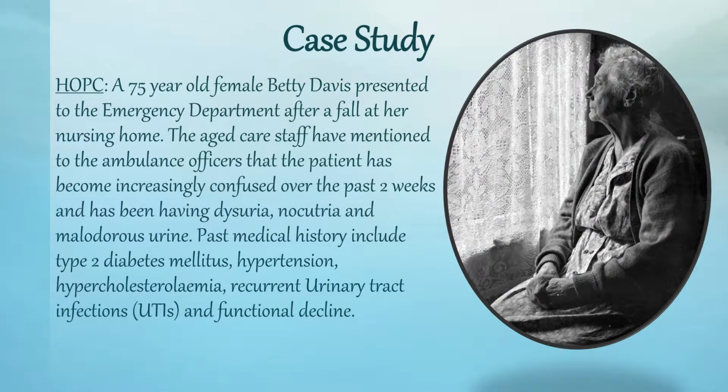Our case study is on Betty Davis, a 75-year-old female who presented to the emergency department after a fall at her nursing home. The aged care staff mentioned to the ambulance officers that the patient has become increasingly confused over the past 2 weeks and has been having dysuria, nocturia, and malodorous urine. Her past medical history includes type 2 diabetes mellitus, hypertension, hypercholesterolemia, recurrent UTIs, or urinary tract infections, and functional decline.